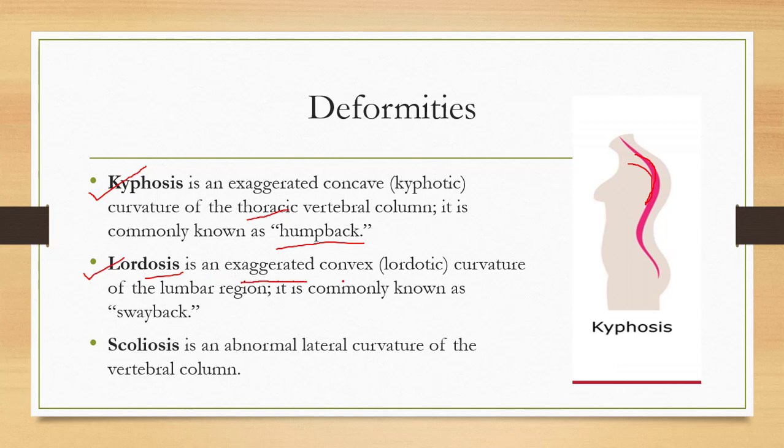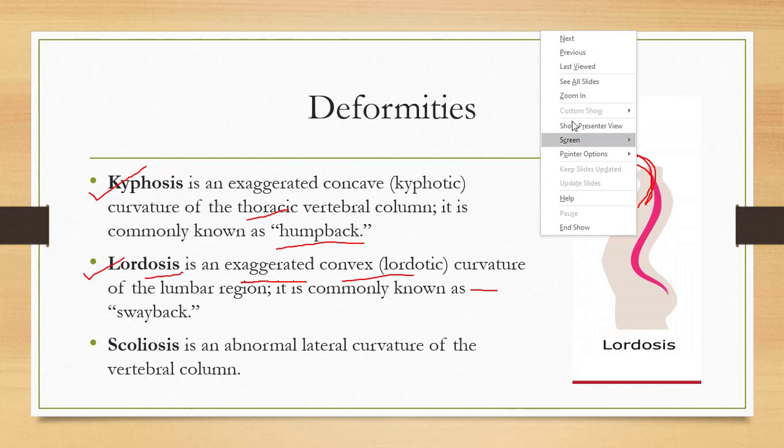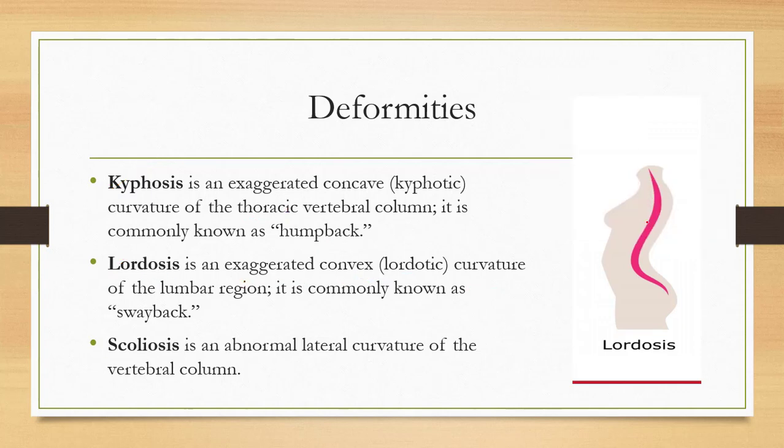So this is kyphosis. Then there is a condition called lordosis. Lordosis is an exaggerated convex curvature, meaning instead of being concave, the structure becomes convex. So let me erase all the ink. So you can see the structure becomes convex. It is commonly known as sway back posture, sway back.